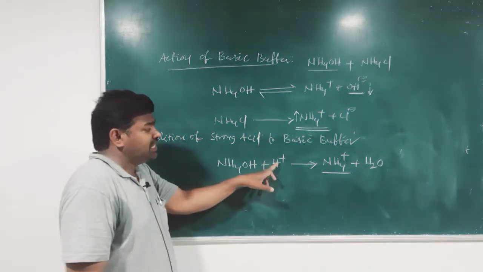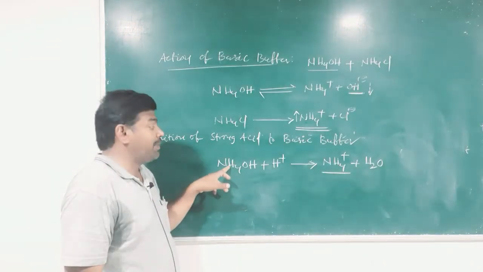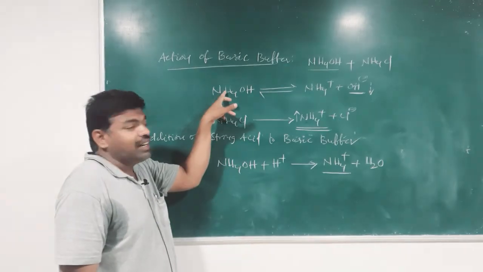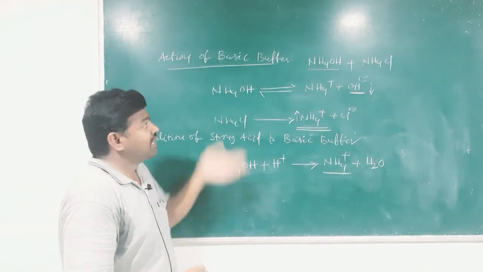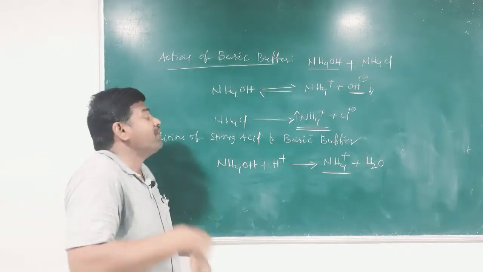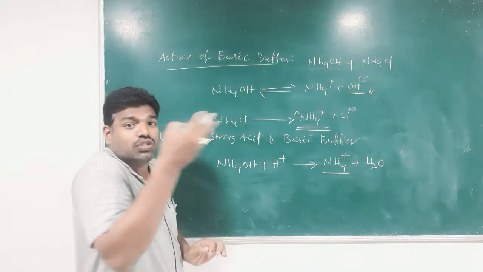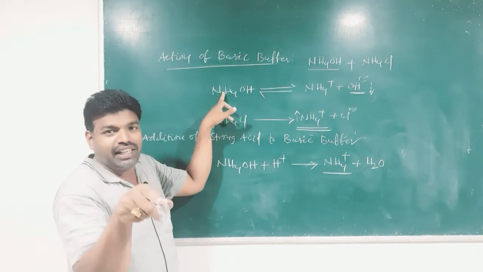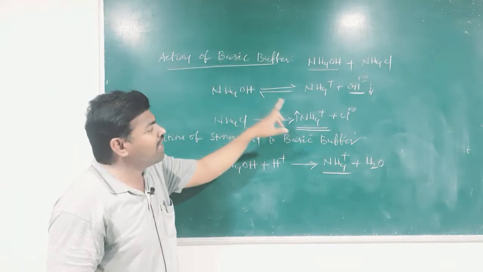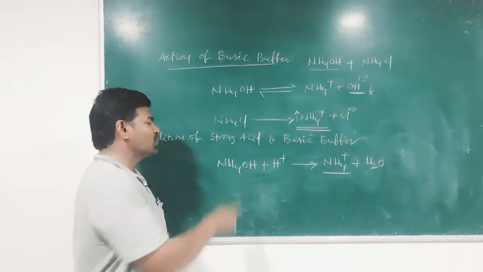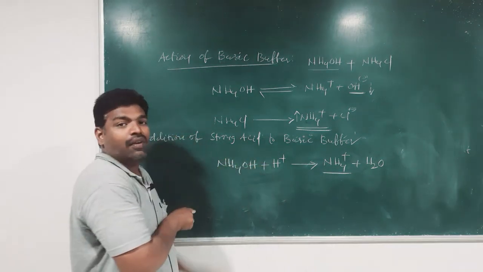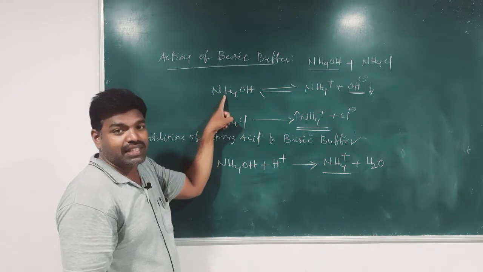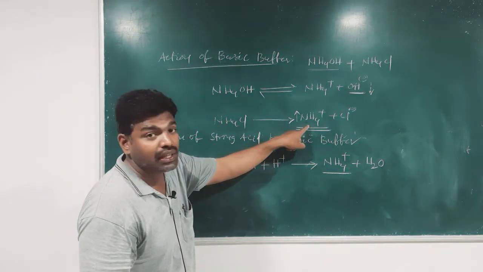These H plus ions react with the ammonium hydroxide base, so the base concentration decreases. The amount of base is reducing when we are adding strong acid. The H plus ions from strong acid react with the weak base and form NH4 plus ions. Due to this reaction, the concentration of base decreases and the concentration of salt increases.